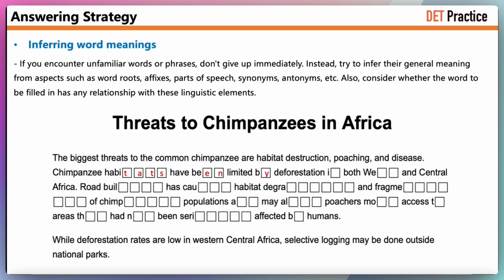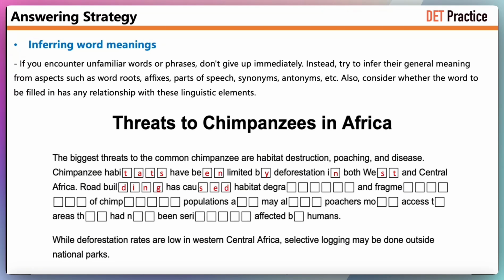Next, we have words before and after both. Notice at the end of the sentence, we see in Central Africa. Central Africa is a place name and indicates a parallel structure, so the word before it should be West. Therefore, the word before both should be the preposition in. The word after road, starting with build, is easily guessed as building. The word after has starting with ca should be a past participle. As it's in the present perfect, it's caused. How has it affected the habitat? These two words are quite difficult, so let's leave them for now.